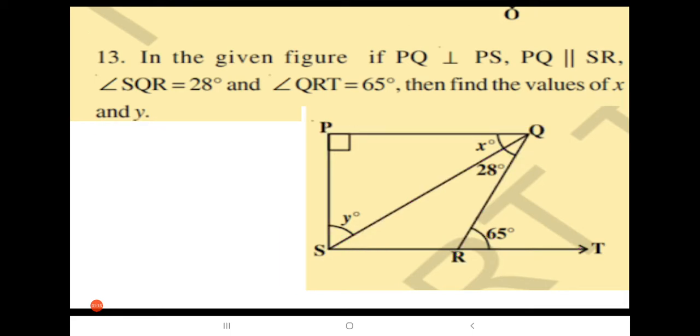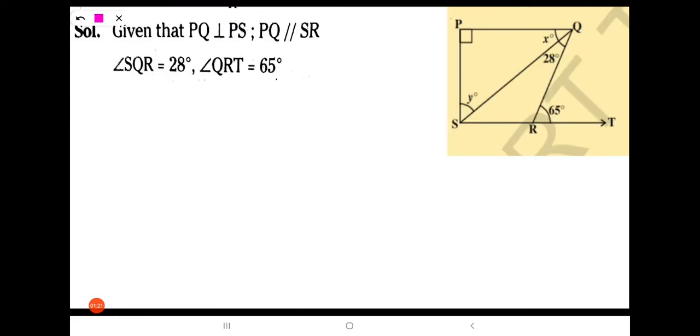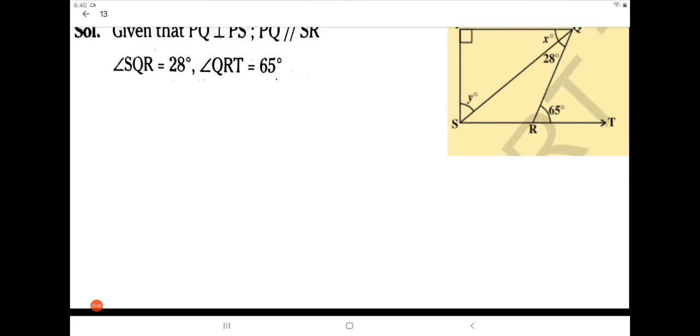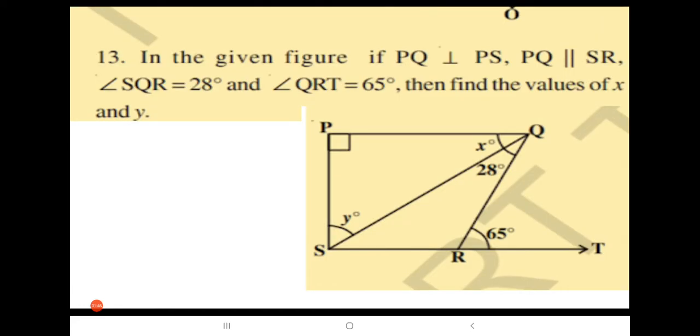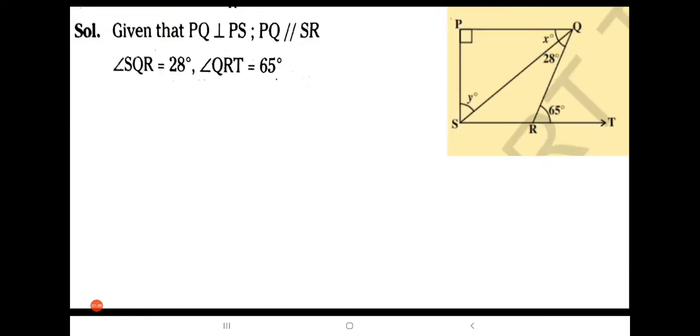Let us write down what is given. Given that PQ is perpendicular to PS and PQ is parallel to SR, and given angle SQR is equal to 28 degrees, the angle is at Q, and QRT is given as 65 degrees, the angle is at R. Remember these things. If you observe, PQ is parallel to SR.